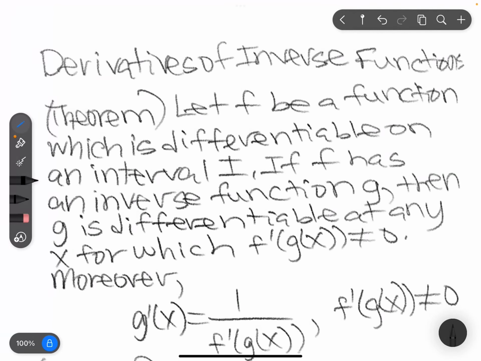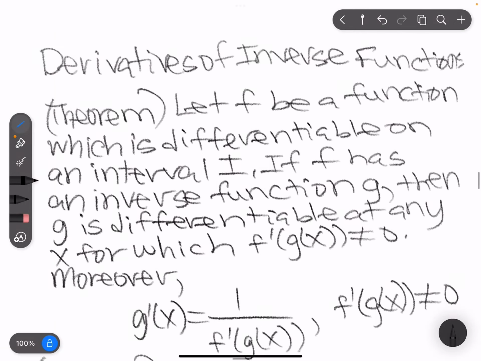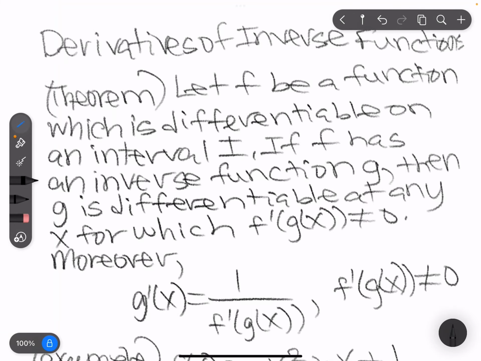Today let's look at derivatives of inverse functions. So let's begin with this theorem. Let f be a function which is differentiable on an interval capital I.